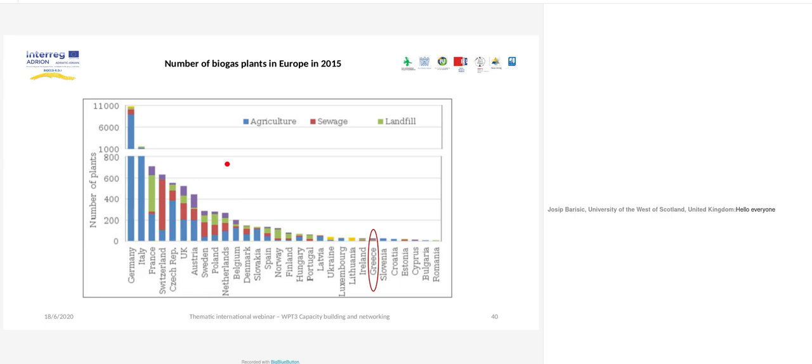Also, they run on an agricultural basis and not that much on landfill or sewage sludge, which is on a municipal level. So you see here a very nicely balanced development on a regional agricultural level throughout the country, as referring to Germany and Italy.